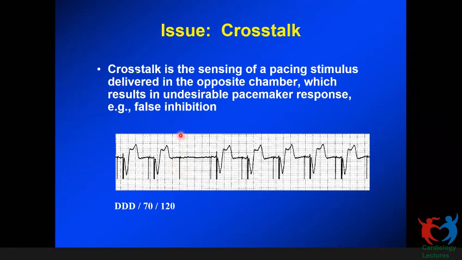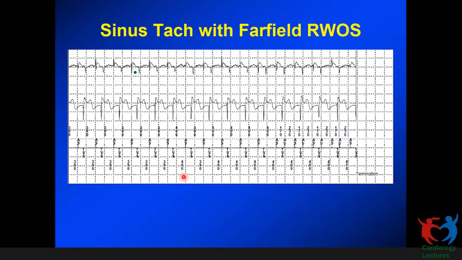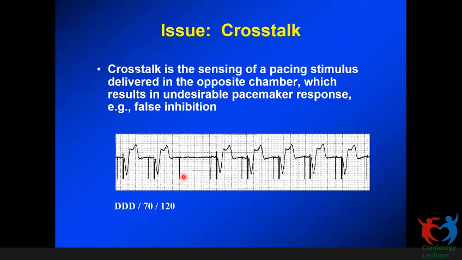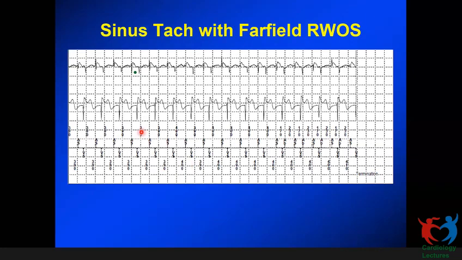So the most likely oversensing that could have happened here is the oversensing of the atrial pacing spike in the ventricular channel. And the ventricle says, okay, that's a ventricular activation, so it gets itself inhibited, no pacing happens. That is the crosstalk, which means the pacing pulse being oversensed in the opposite chamber is usually called a crosstalk.